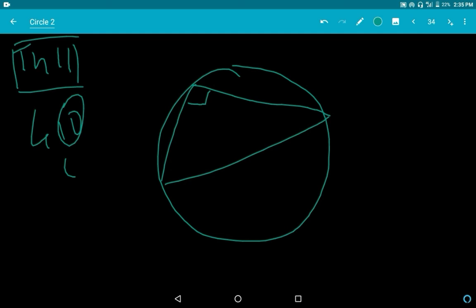Converse of 10 says that if the arc of a circle subtends a right angle at any point on the remaining part of the circle, then the arc is a semicircle. Now how will you prove this?